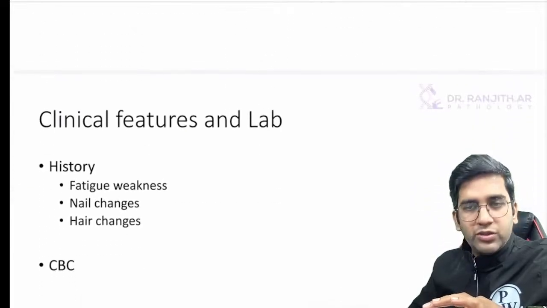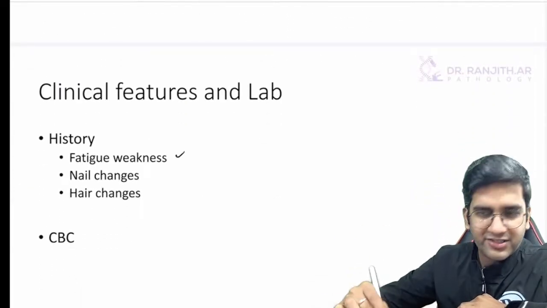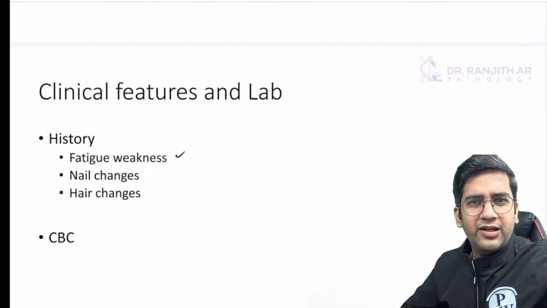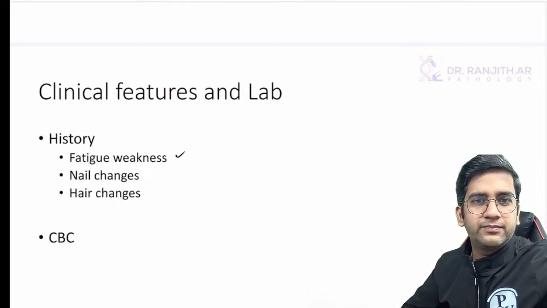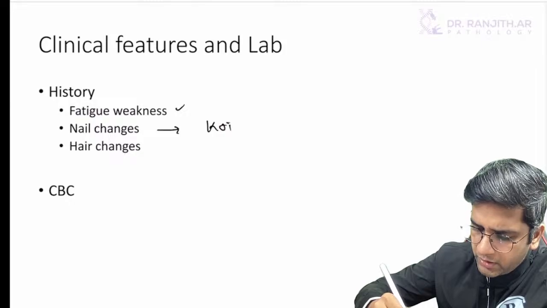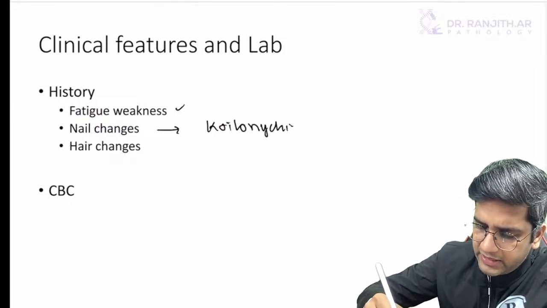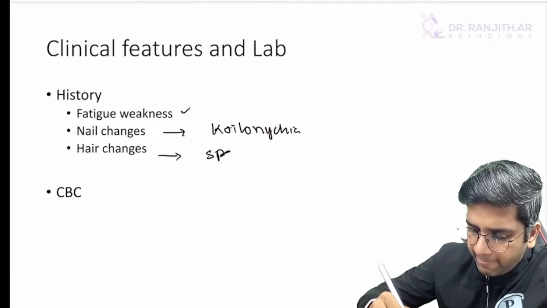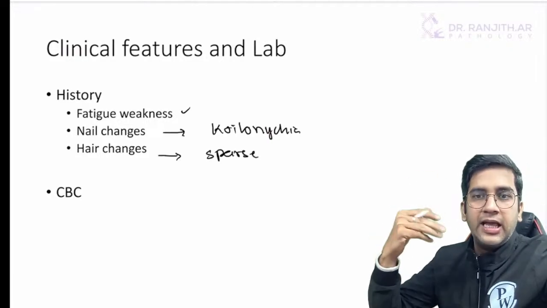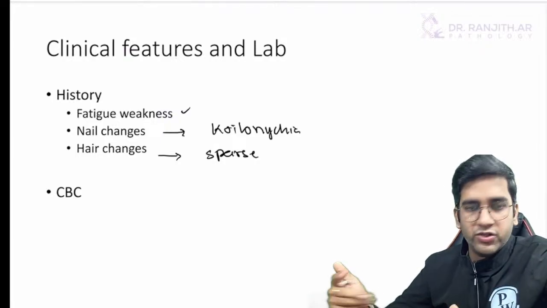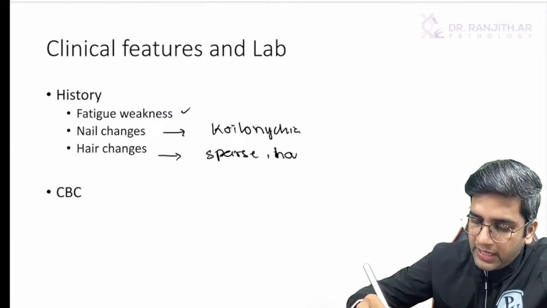Fine. Okay, now let's come to clinical features. Fatigue, weakness, tiredness, by default, everyone. Can anyone tell me what's a classical nail change? That might definitely come in your exam. Perfect, right? That's koilonychia. Koilonychia is a very, very classical nail change, which is diagnostic, a spoon-shaped nail. Hairs will become sparse, because hair is also keratin. Hair loss, everything, right? Sparse hair is also a classical symptom of iron deficiency anemia.